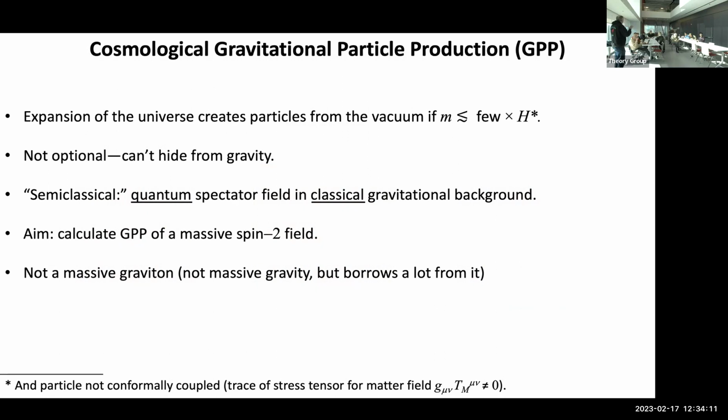All right, and this is not optional. You can't hide from gravity. It's not like I can turn some coupling constant off or on. It's not optional. It's going to happen. And this is what's usually referred to as a semi-classical calculation. There will be a quantum spectator field, in this case the spin 2 field, evolving in a classical gravitational background. So the complete quantization of gravity will be our next paper. Right now, we're going to do classical GR. And the aim is to calculate gravitational particle production of the massive spin 2 field.